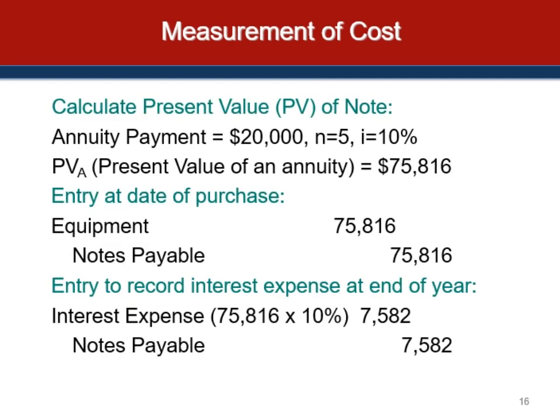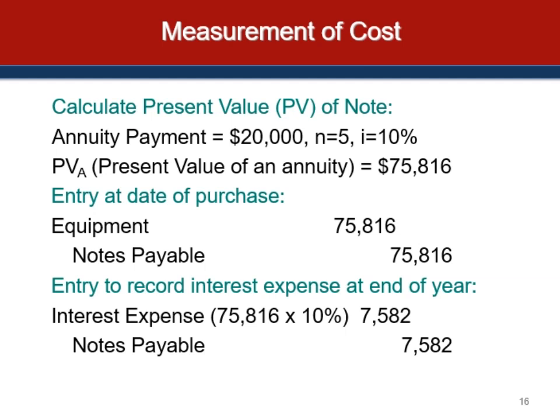Well, first of all, we need to calculate the present value of the note, and it's a simple annuity. So in your financial calculator, the payment, PMT, would be $20,000, N would be 5, and I per Y would be 10%. And there would be no future value, because when you're done paying it, you don't owe them any money. So you would calculate the present value of that annuity. It would be $75,816, and that's how much the asset value should be recorded for. So we debit equipment, credit notes payable for $75,816, and then we would record interest expense as we amortize the notes payable into income over its life.